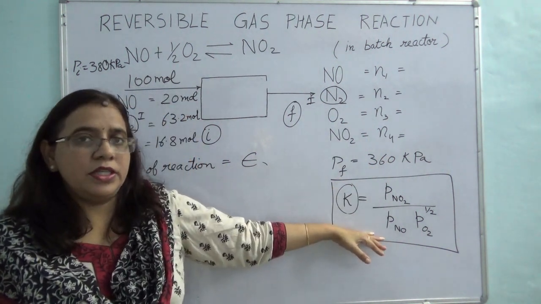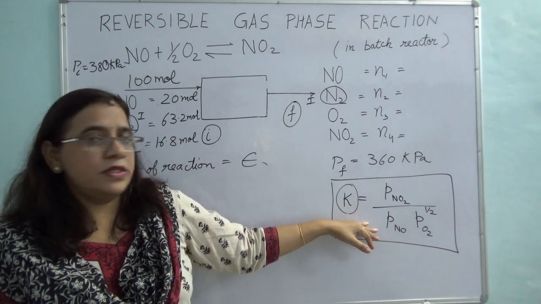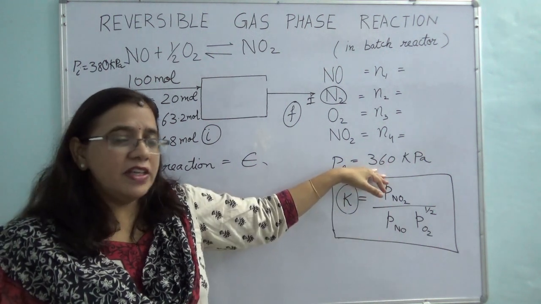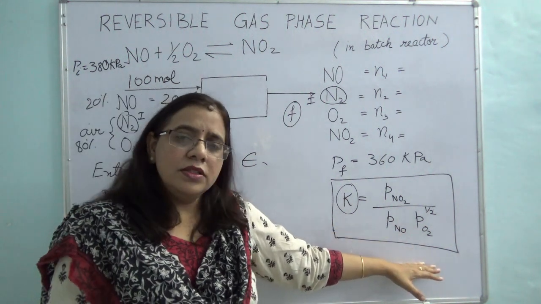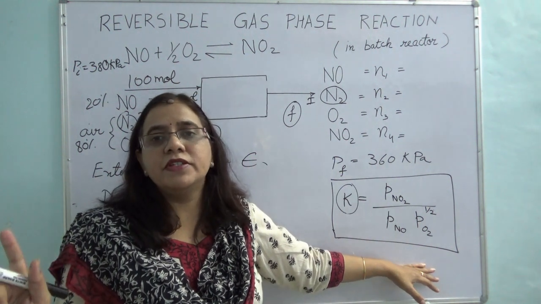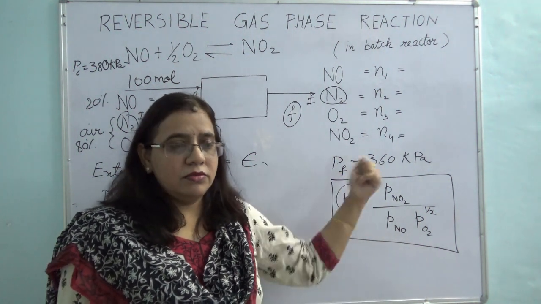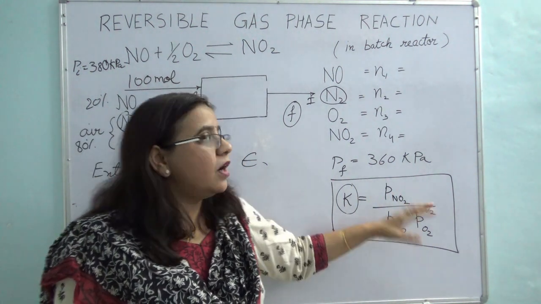be the equilibrium constant, because this is a reversible reaction. So, there will be an equilibrium constant. Okay. So, final pressure is given. You have been asked to calculate equilibrium constant using this equation. This equation we have already seen in terms of mole fractions in one of my previous videos on reversible reactions. Okay. So, this is not a new equation for you.